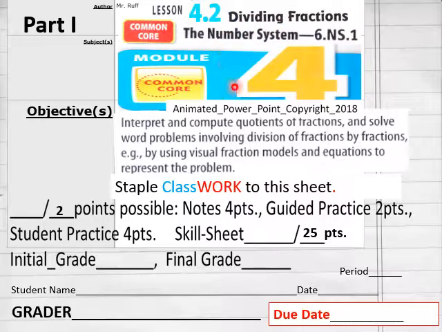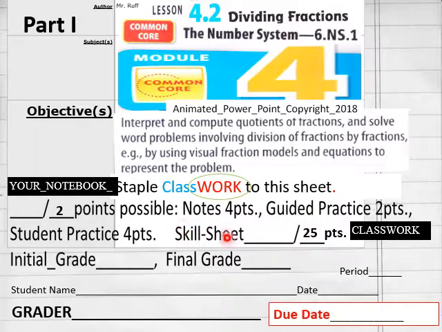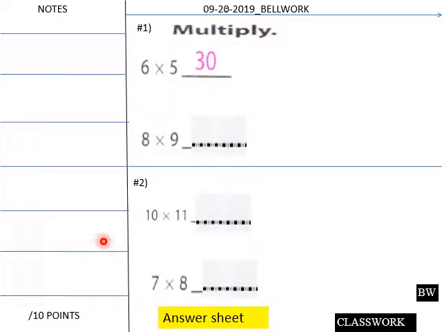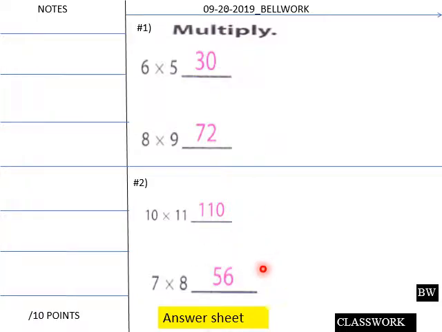4.2, dividing fractions, the number system, Part 1. We have a 25-point skill sheet today for classwork, and 2 points for notebook-taking students. Teachers, today's bell work is multiplying. Multiply these out, giving your students about 3-4 minutes. Okay, welcome back. Number 1 is 30, 6 times 5; 72; 110; and 56. Students, you should know these now as mental math.